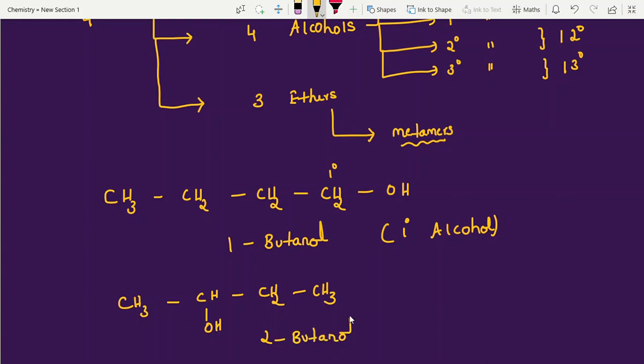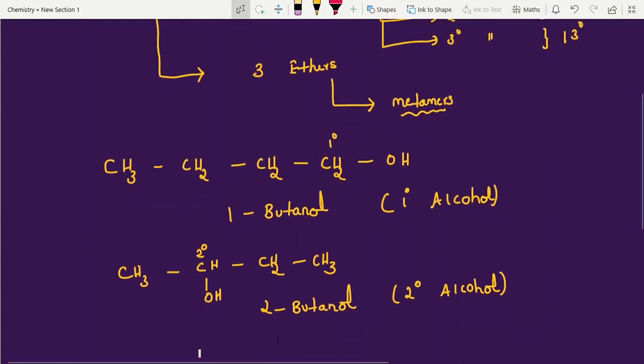This is 2-butanol. Is it a primary alcohol or a secondary alcohol? Definitely it is a secondary alcohol. How can you see? This OH group is attached to a secondary carbon. Secondary carbon means it is attached to 2 carbons, right? So okay, now next one.